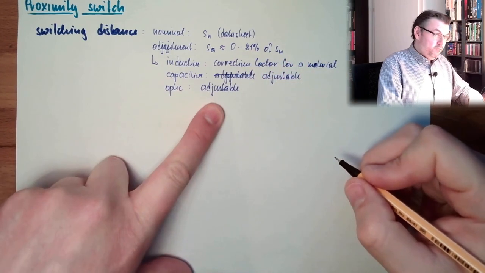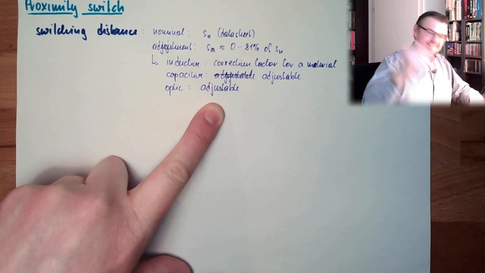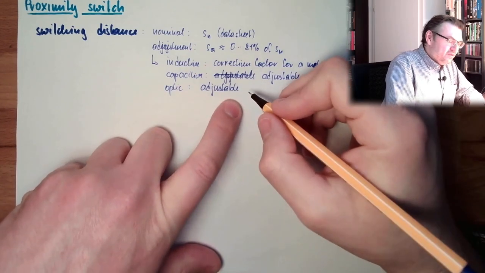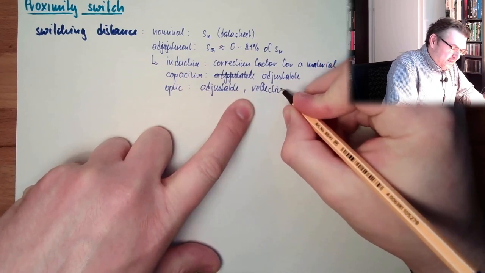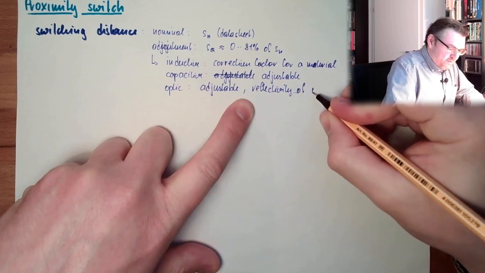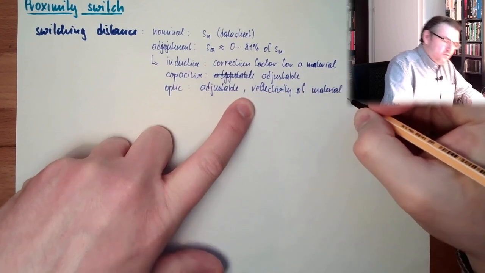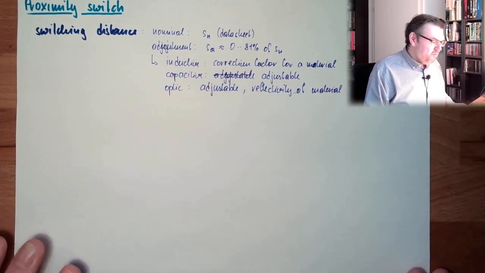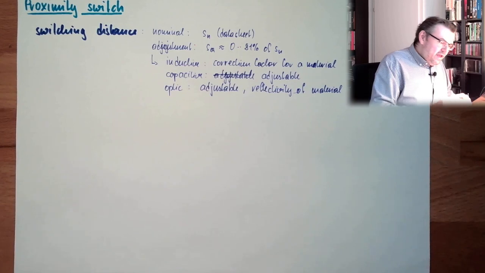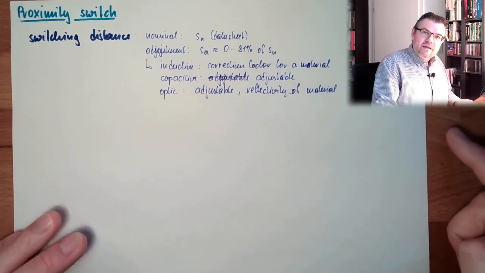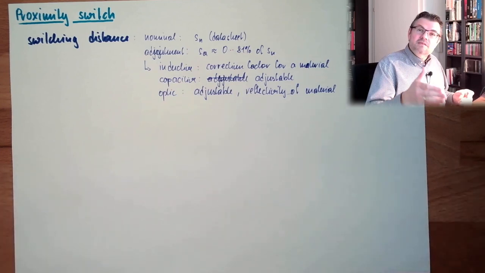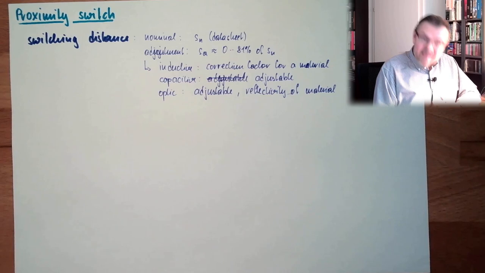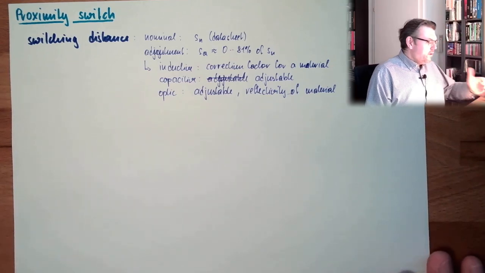But it's not only adjustable, it's also depending on the reflectivity of the material. We will talk about this in optical proximity switches. It's easier to detect something white than something matte black. Objects you can see easily are also detected easily with optic proximity switches. All right, that's the switching distance.